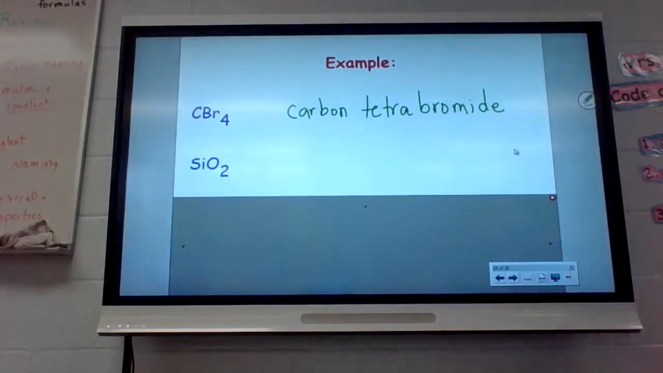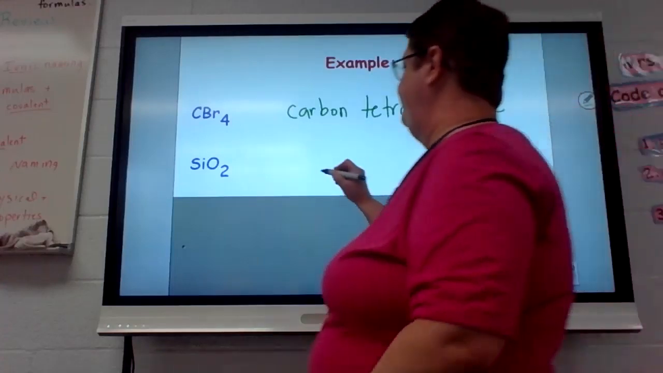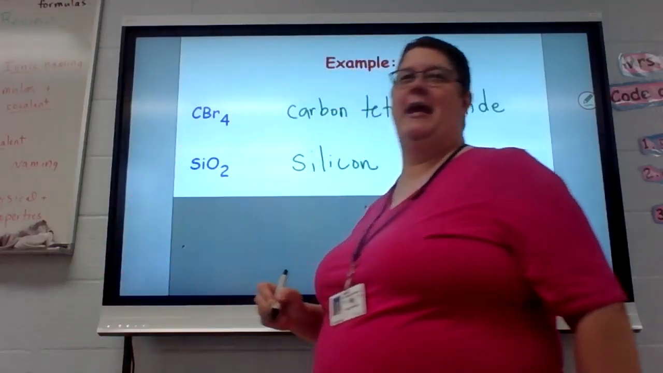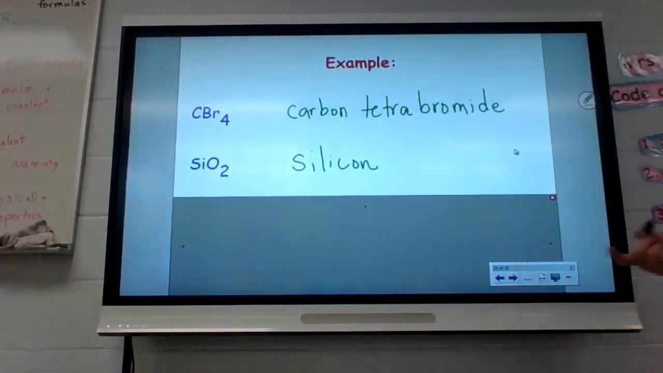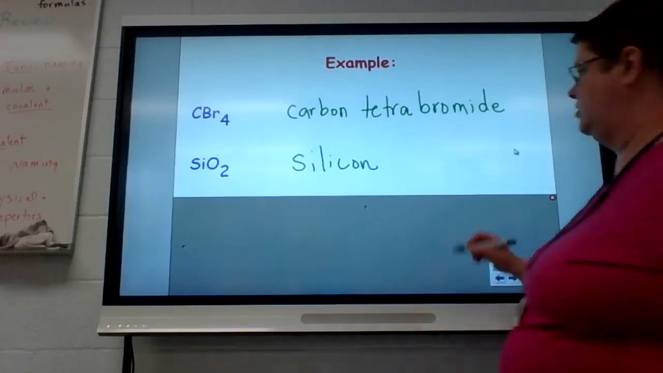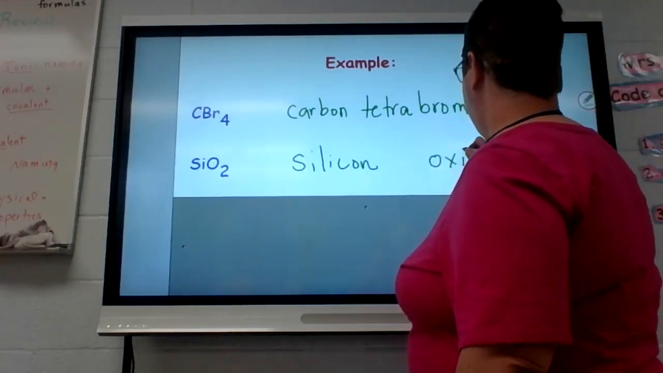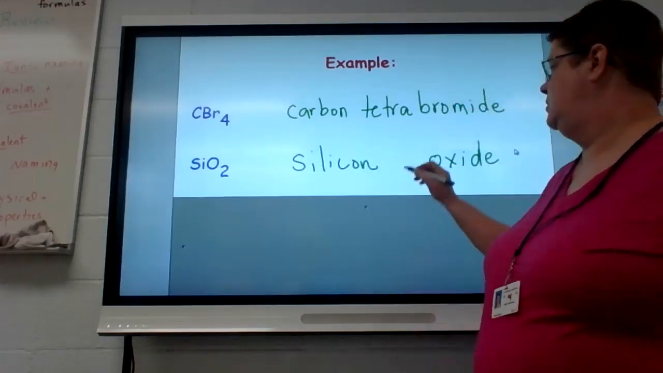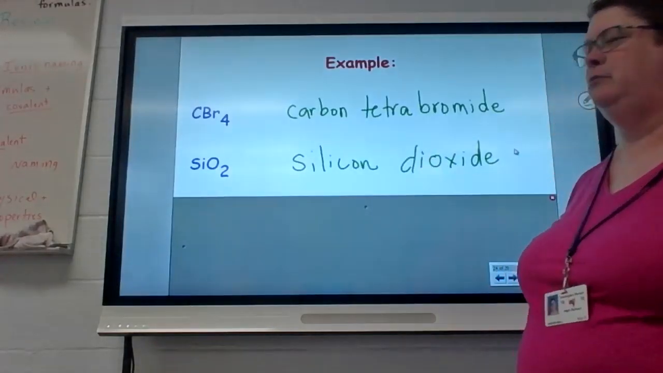All right. Silicon. What is Si? Silicon, or silicone. You can say it either way. How many Si do I have? We have one there. So do I need a prefix? No. The second element is oxygen. So we put what ending on it? IDE. How many do I have? Two. So I make it dioxide.